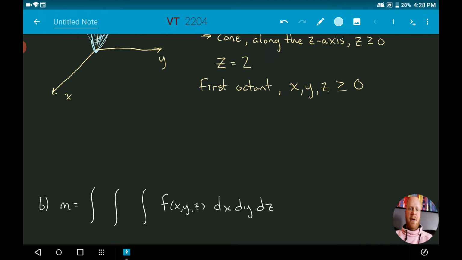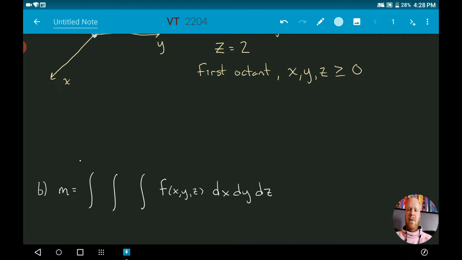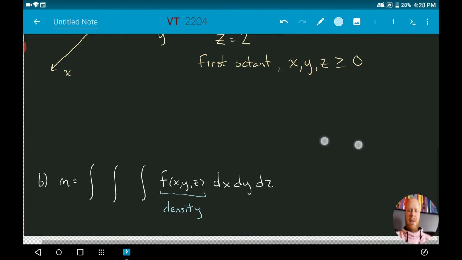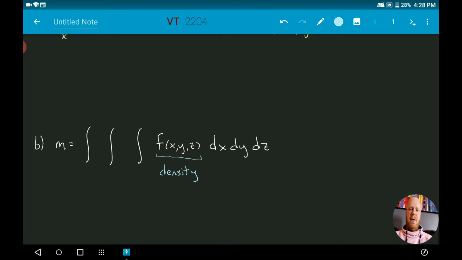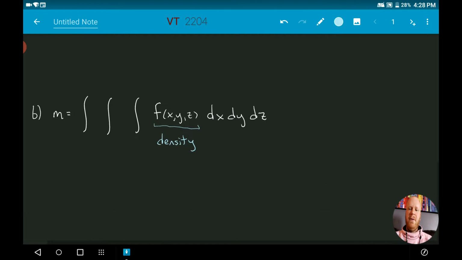So the second part is asking for the mass of the solid, and the mass follows this formula here, where this piece is our density function. So it's a triple integral across x, y, and z, and then we have a density function in the middle here. First thing I'm going to do is go ahead and plug in that density function. So leave yourself lots of room for all these bounds in here.